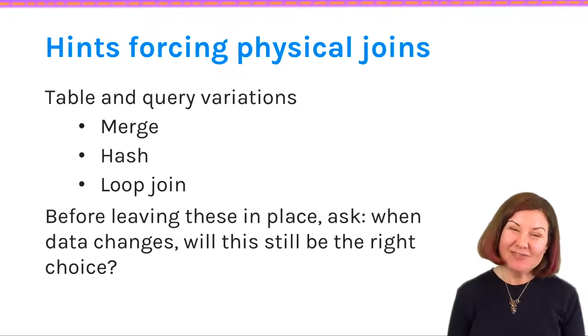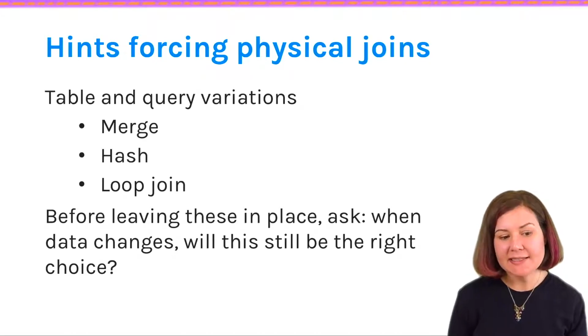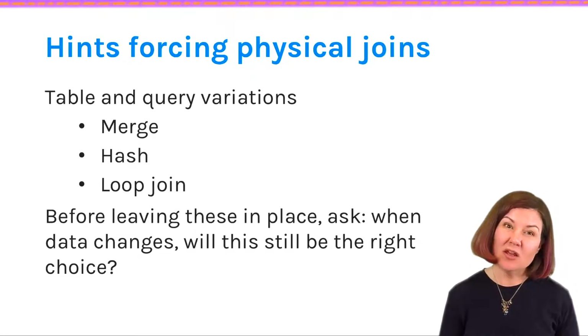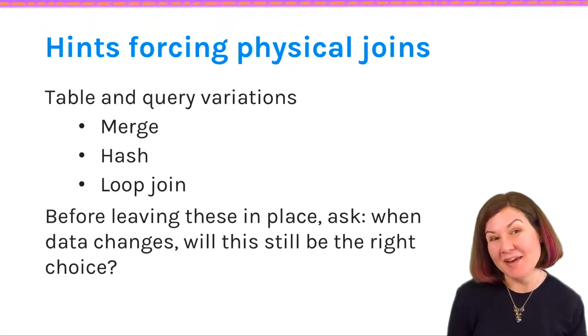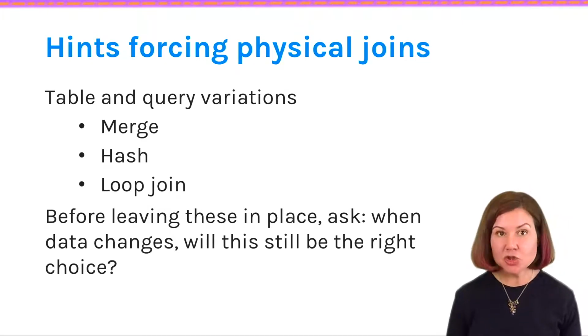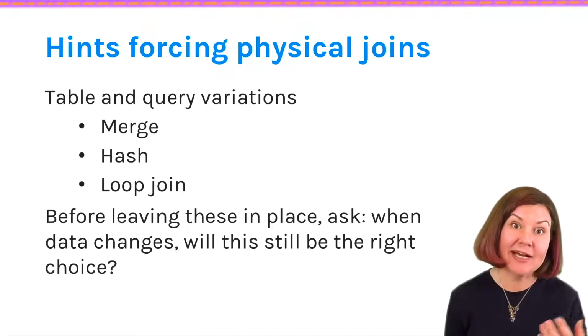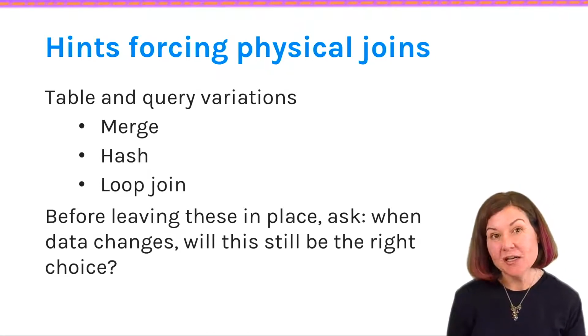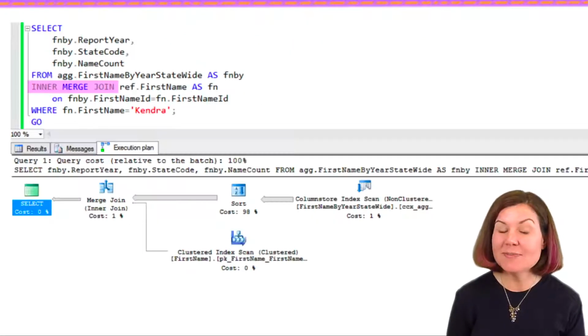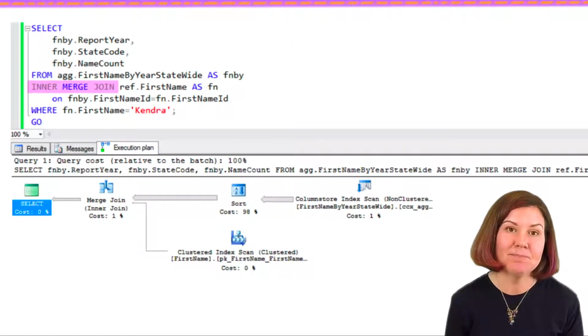Or if this query is parameterized, is this the right join choice for the query to use when run with other parameters than the one that I'm testing? If I do hint something like a hash join, does it raise the memory allocation for the query? And is that going to be a problem if this could run across many sessions at the same time?